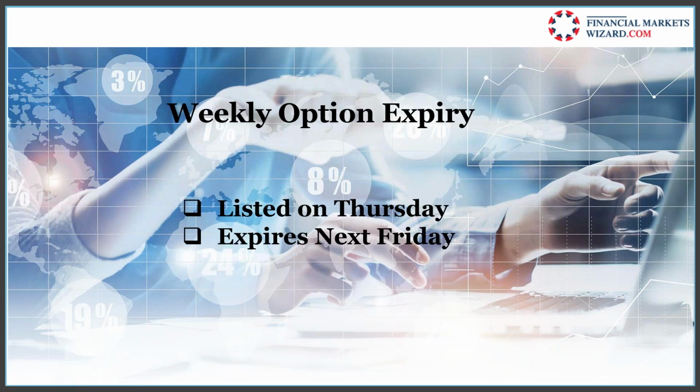Weekly options are not available for all stocks. Only selected stocks have weekly options, and they get listed on Thursday and then expire on Friday. So they have about 7 days of trading: listed on Thursday, expires next Friday. If you're trading a weekly option, you have to be right fast, otherwise it expires quickly. Or you can use a weekly option to sell against your long option.